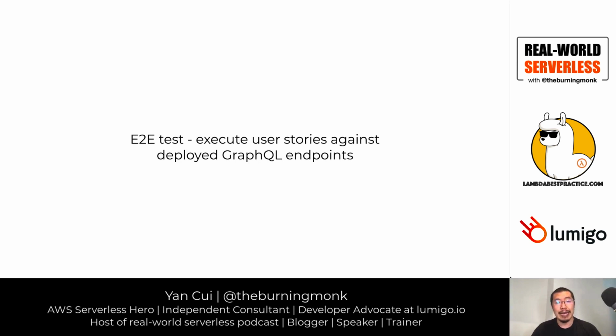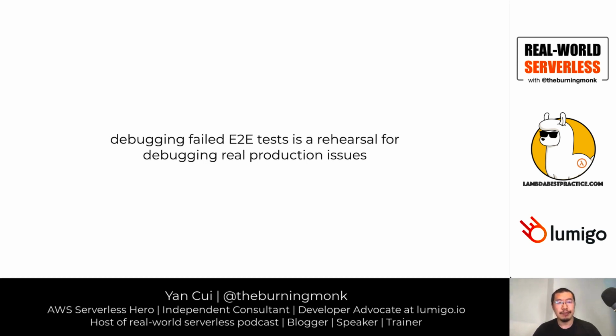And then I also have end-to-end testing that runs user stories like create a profile, do a search, and then join another user's activity and so on. And I run this against a deployed GraphQL endpoint. So this will always be run after the deployment. And if you've got any failed end-to-end tests, then great, use them as a valuable rehearsal for how to debug real problems in production.